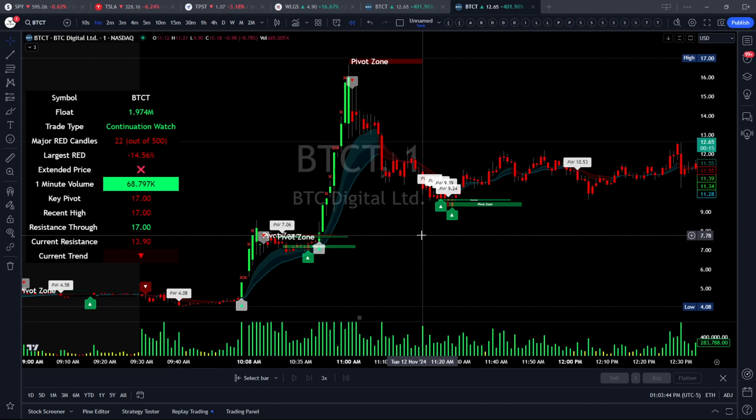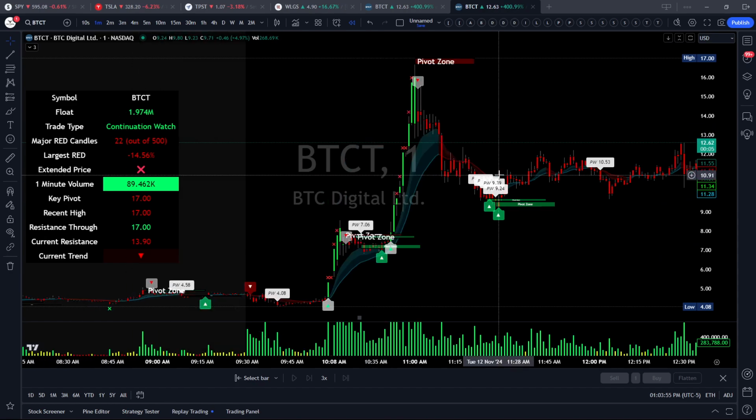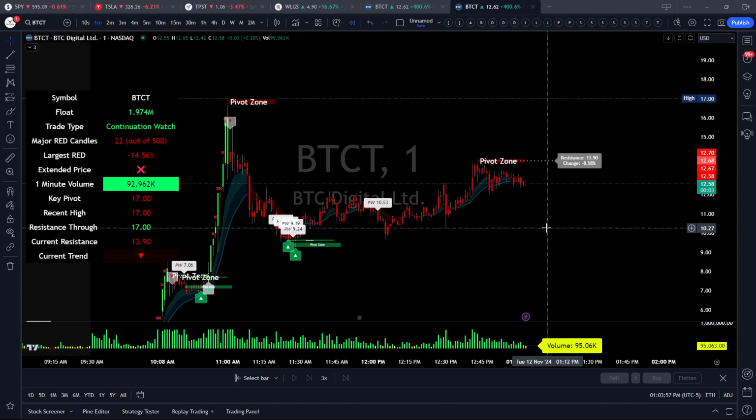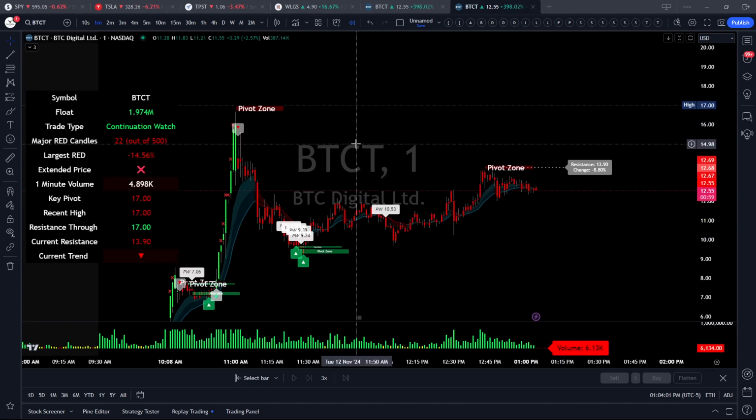I don't know how else to make it even simpler than this, but I promise you that's what we're working on. We're working on simplifying, because it doesn't need to be so complicated. This is a continuation watch. At this point, guys, we want to see it over the 13.90, and we do have resistance up here around $17. So it's going to take some time.